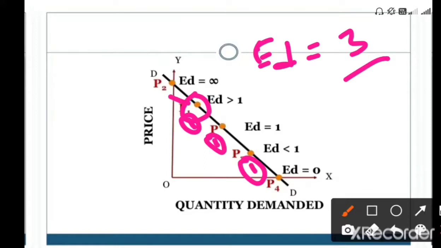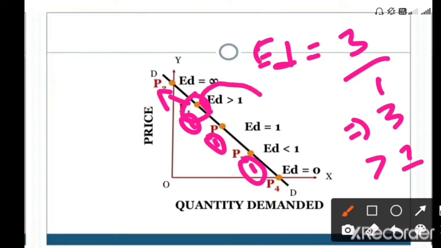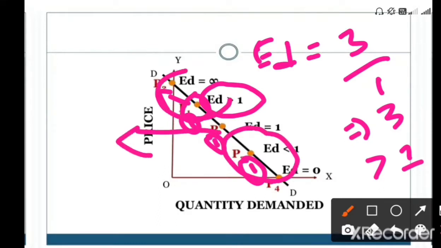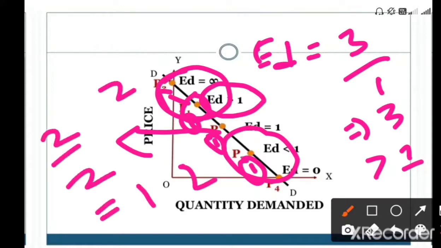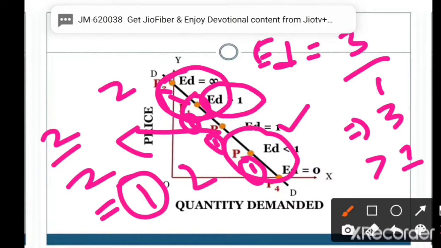Only this part, 1. So 3 divided by 3, 3 divided by 1 is 3. So 3 is greater than 1. So that is, elasticity of demand is greater than 1 at this point. Like if you want to calculate at this point, here the lower segment is also the same and the upper segment is also the same, that is 2 divided by 2. 2 divided by 2 is 1. So that's why here elasticity of demand is unitary, that is equal to 1.